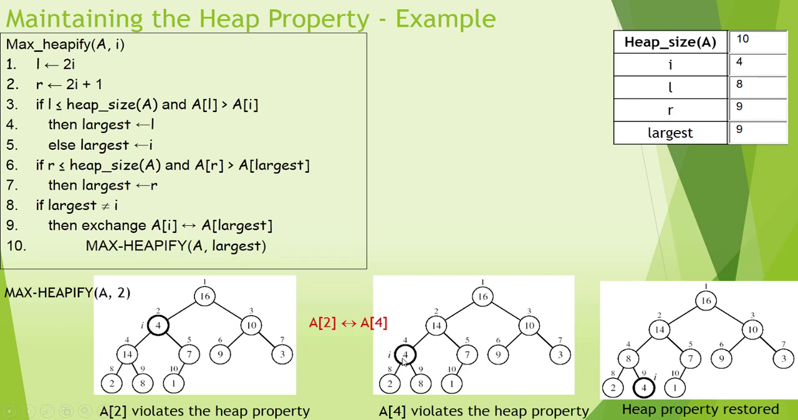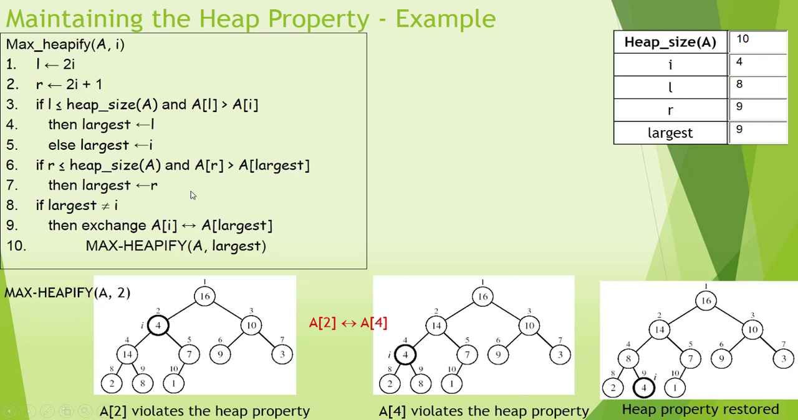So what we actually have done here is we just compare these three elements and find the index position of the largest element. Next exchange A of I and A of largest. A of 4 and A of 9 are swapped. So it will come here, 4 will come here. Then again max-heap5 of A comma largest is called.